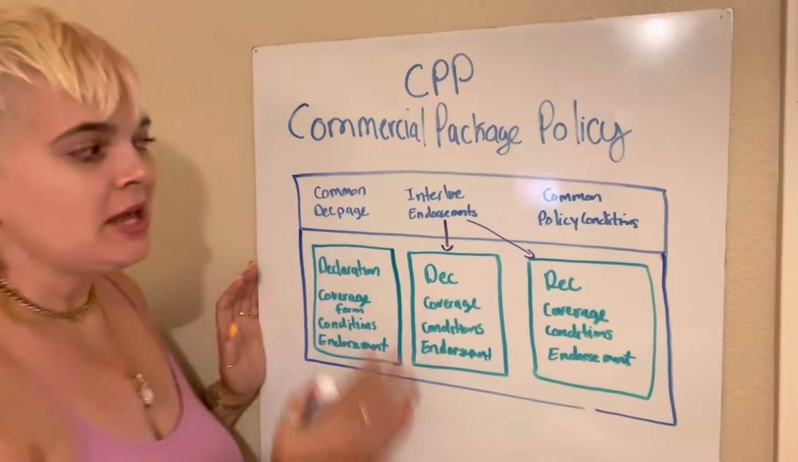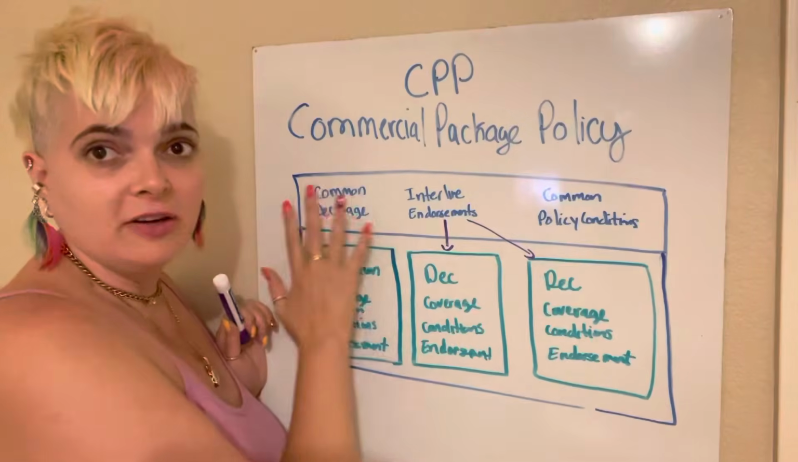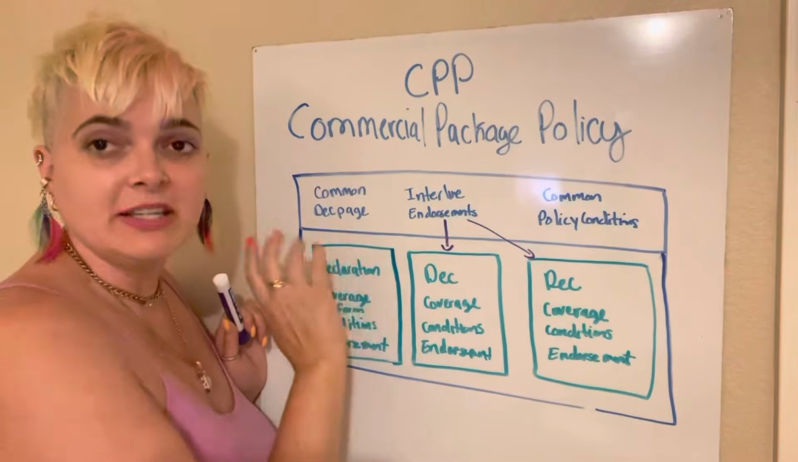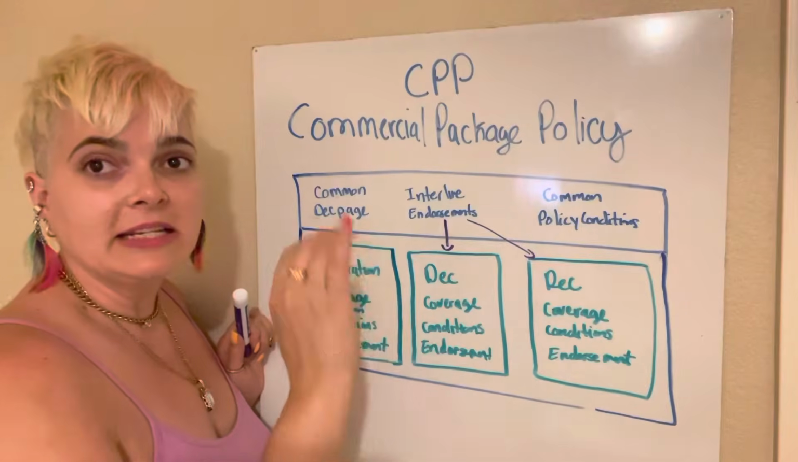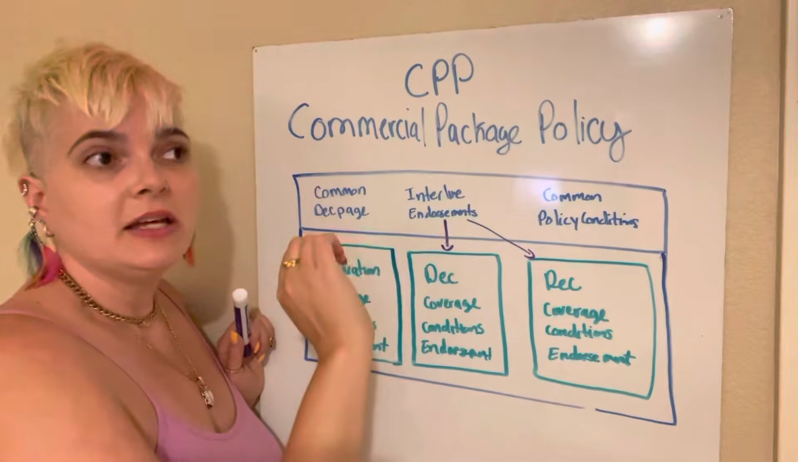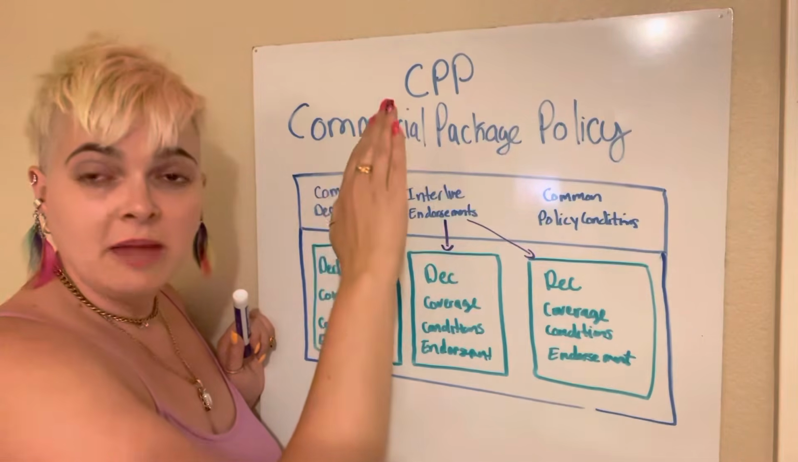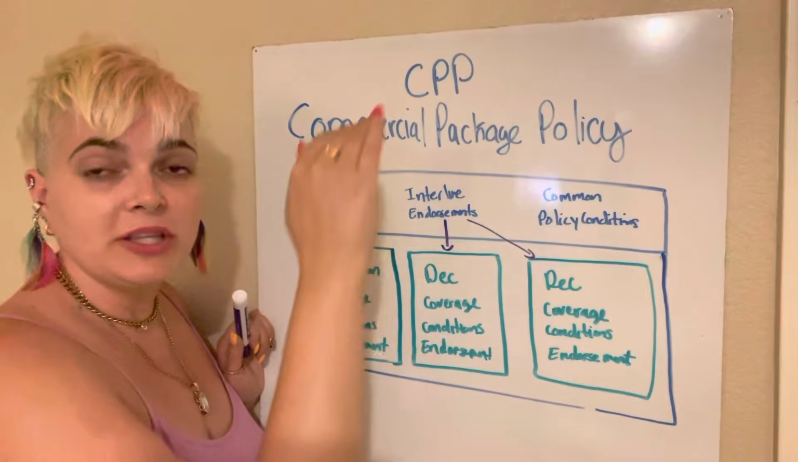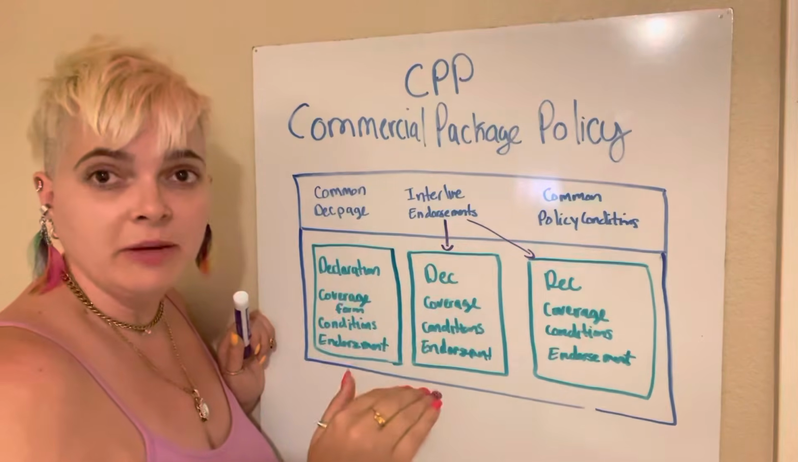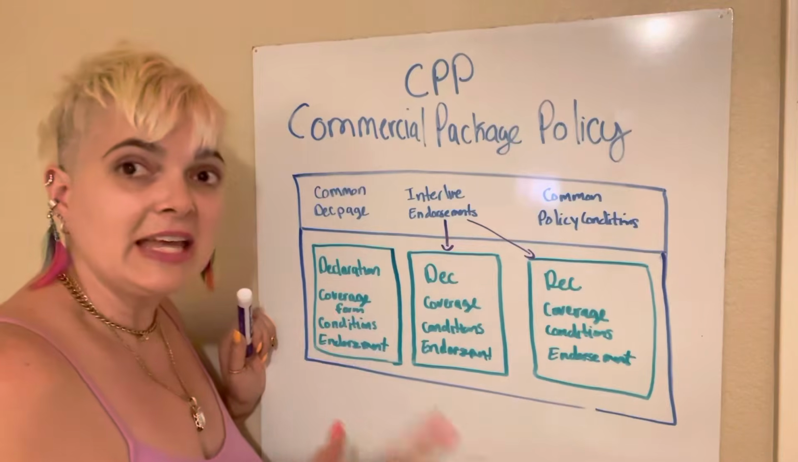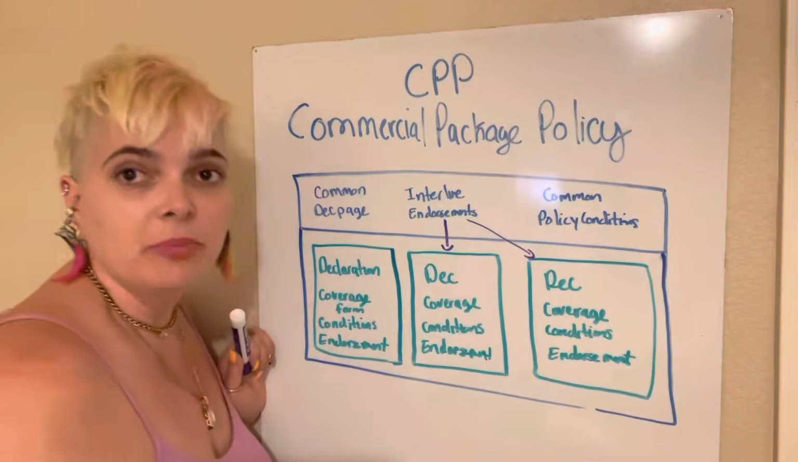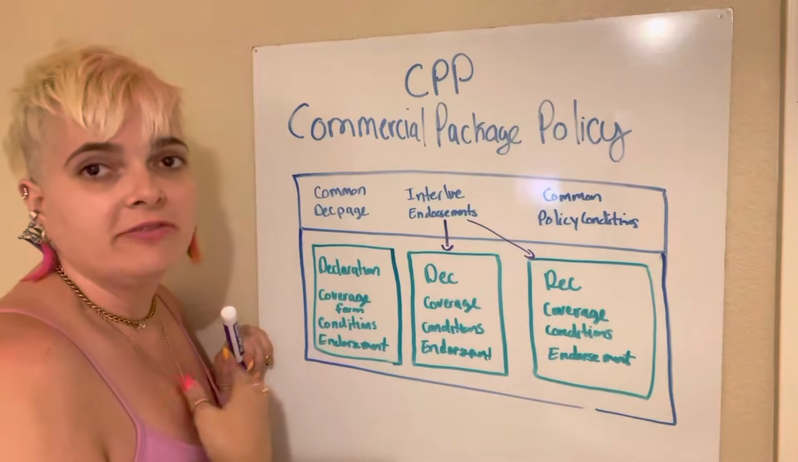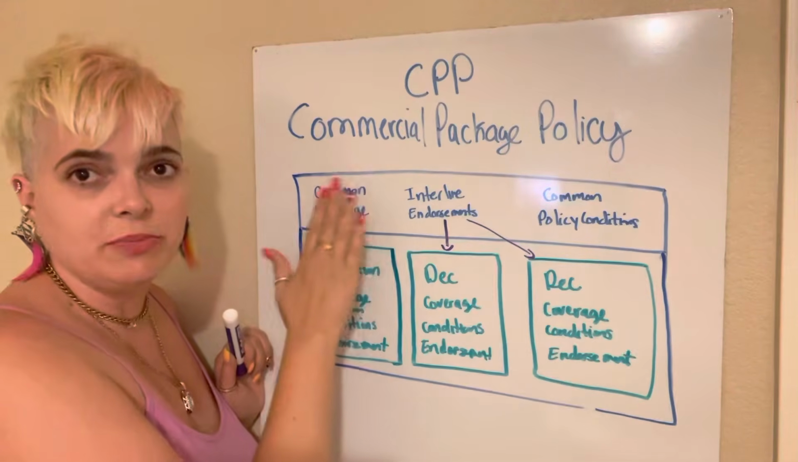and then it becomes part of the package policy. So the entire policy itself has a common declaration page, right? The declaration page is the summary of the policy. It's going to list out the parties, the name of the insurance company, the name of the insured, the different coverages, the premium, but it won't say exactly what you're covered for, like fire, lightning, wind, or hail, but it'll just tell you the amount of coverage. So you'll have a common declaration page.